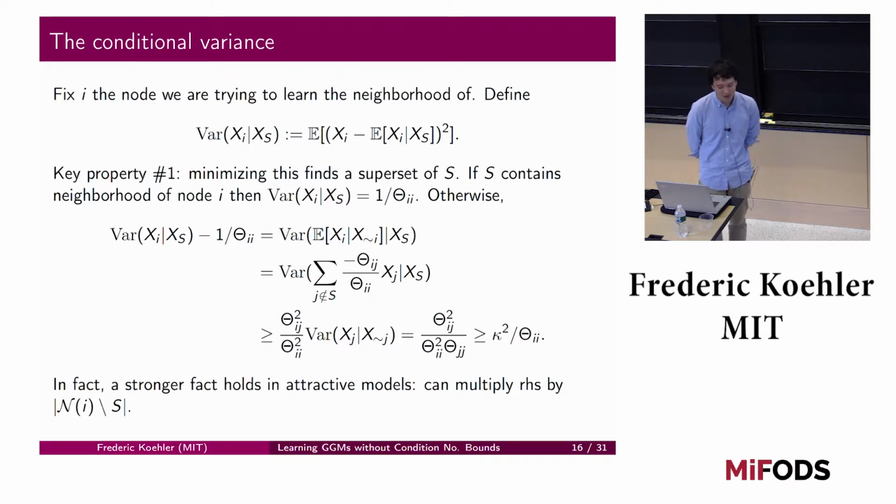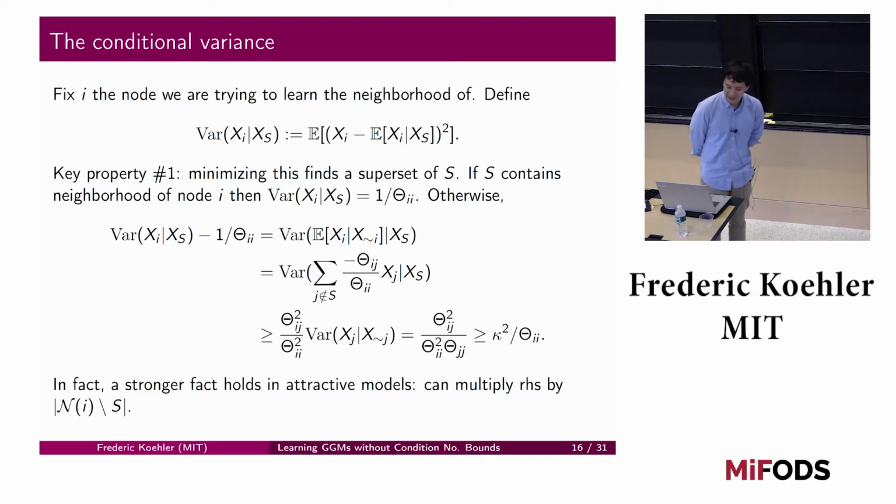And after computing that, you'll see that this gap is always lower bounded by kappa squared over theta I. So that means if I can get the gap between this number and this number to be less than kappa squared over theta I, then the gap actually has to be 0, which means I successfully recovered.